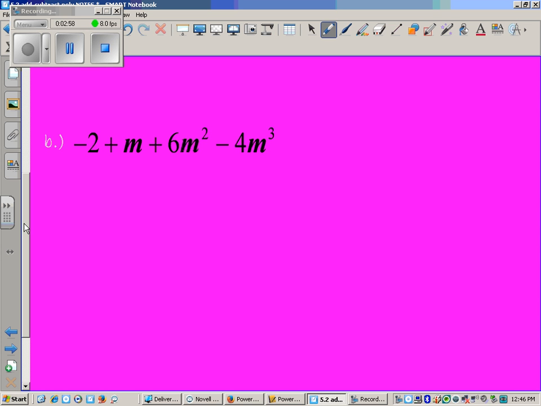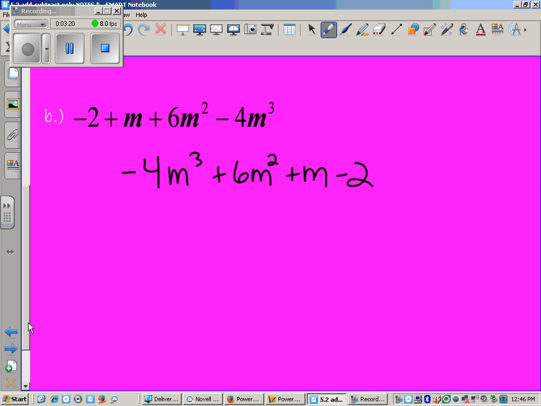Descending order or standard form, which term would go first? Negative 4m cubed, and your 6m squared, then your positive m, and then your minus 2. So your answer would look like that, in highest exponent to lowest exponent. Okay, so on your test, on your homework, if I ask you to write it in standard form or descending order, that's what it should look like.